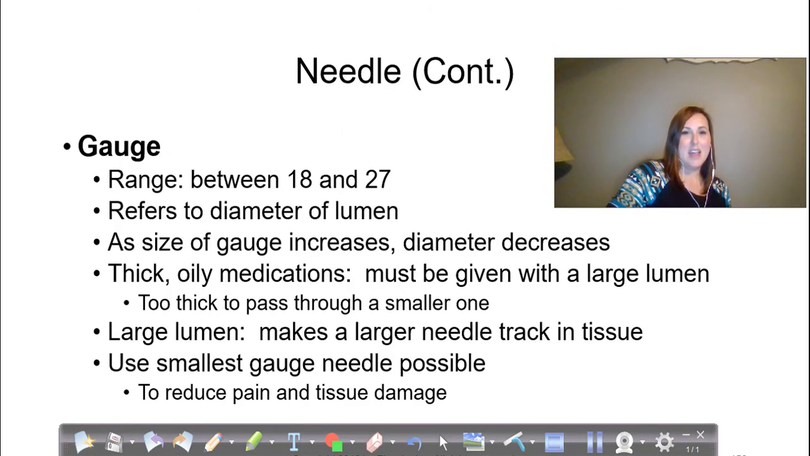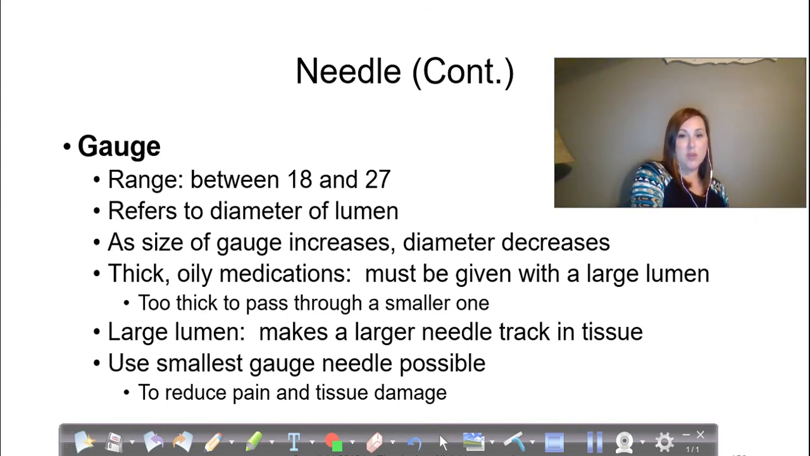Okay. The gauge of the needle. So a gauge can range from an 18 to a 27 gauge needle. That refers to the diameter of the lumen. So as the size of the gauge increases, the diameter decreases. So an 18 gauge needle, even though that's a smaller number than 27, an 18 gauge is a very large needle. Usually they're going to use that if they want to infuse fluids rapidly, or if you're giving someone some blood.